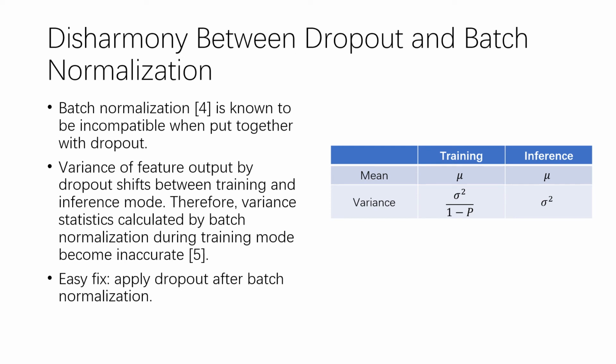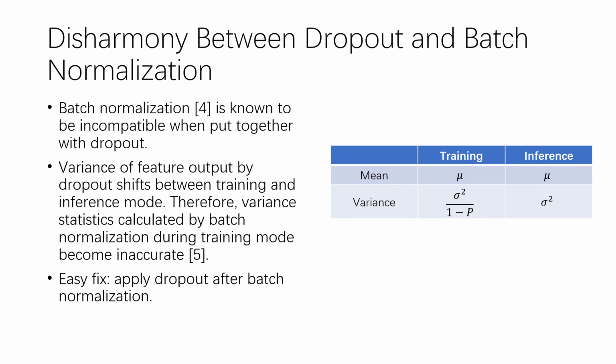The problem is that the variance of the feature output by dropout shifts between training and inference mode. To the right, we have a table. There are two columns. The first column is the mean and variance under the training mode of the features output by dropout, and the column to the right is the same statistics under inference mode. Due to the multiplication step, we have roughly the same mean under the training and inference mode. But because of the set-to-zero step, we actually have larger variance during training mode than the inference mode.